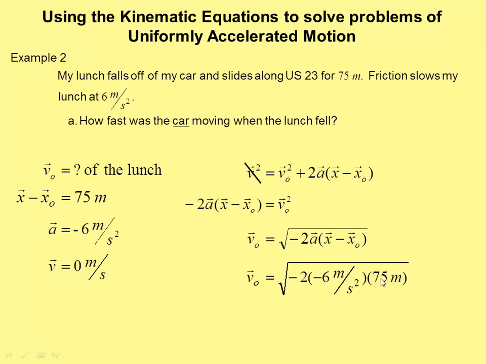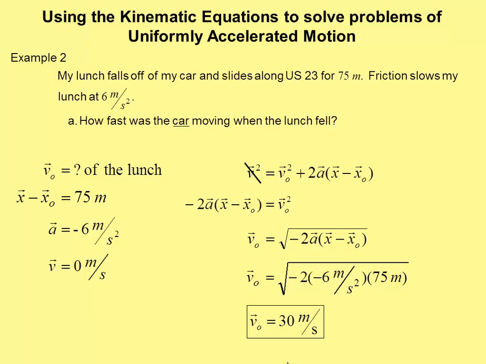So 6 times 75 is, let's see, 450 times 2 is 900. Square root of 900, 1 sig fig, by the way, because there's only 1 sig fig in 6, is 30 meters per second with no decimal point. The conversion, by the way, from meters per second to miles per hour is about 2.2. So if we take this and multiply it by 2.2, it's about 66 miles an hour. But of course, US 23 has a speed limit of 70, so I did not exceed the speed limit.